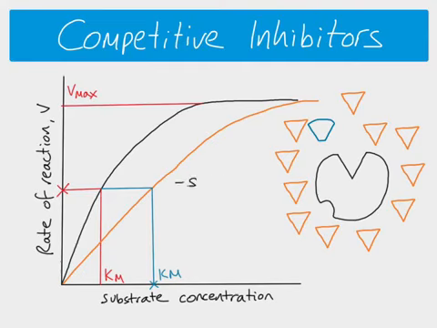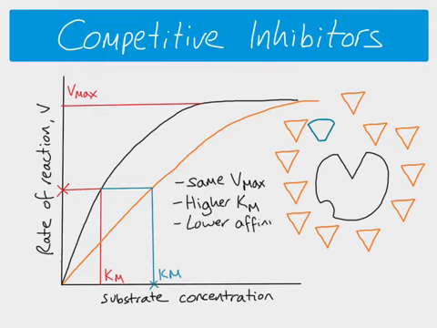So what does this tell us? We know we've got the same Vmax with a competitive inhibitor as without. We know we have a higher Km with a competitive inhibitor compared to without, and that tells us that the enzyme has a lower affinity for its substrate. You need more substrate to reach half Vmax. The lower affinity for its substrate is because the substrate is competing with the inhibitor for the active site.